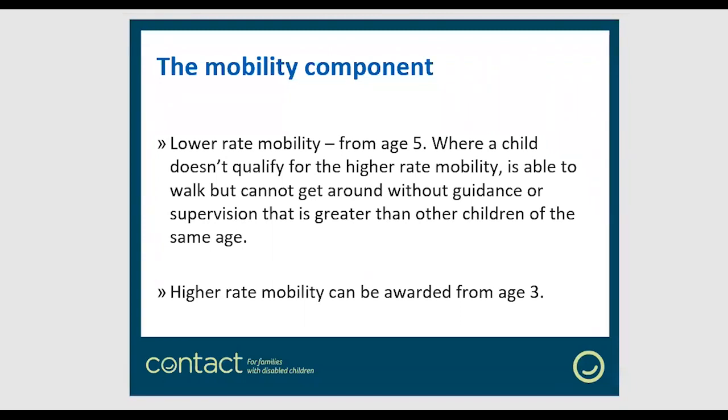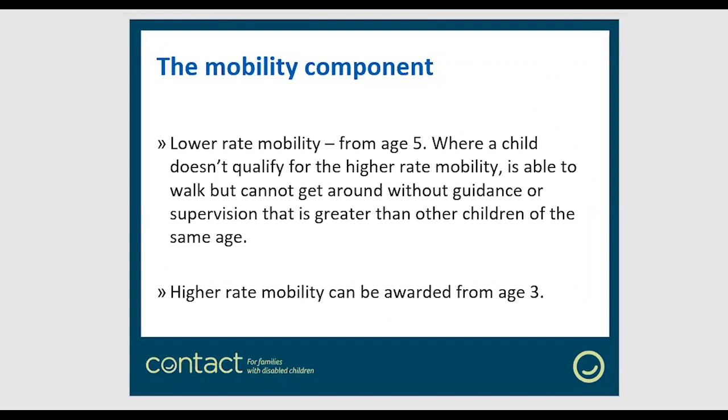So there's two rates of the mobility component. There's a lower rate, which can be awarded from the age of 5. And that's awarded where a child doesn't qualify for the higher rate, is generally able to walk, but needs much more guidance or supervision in getting around outdoors than other children of the same age. So this rate of mobility will be very commonly awarded, perhaps where a child's maybe got certain sensory impairments. It'll be awarded where a child perhaps has an anxiety disorder, which means they maybe have panic attacks outdoors and need someone to be there to help them with that.